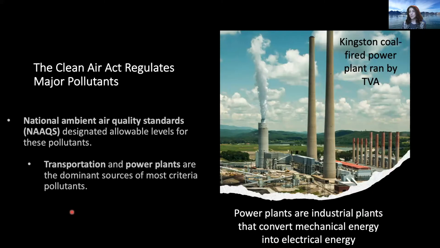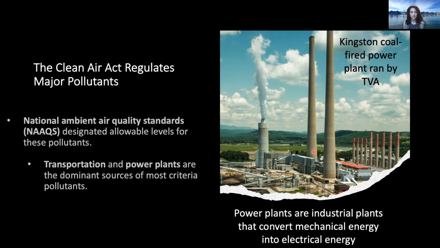The National Ambient Air Quality Standards that were designed as part of the Clean Air Act designated allowable levels for these 6 major pollutants. These major pollutants are output mainly through transportation and power plants. So these are the dominant sources of those criteria pollutants on the previous slide. Power plants are industrial plants that convert mechanical energy into electrical energy that can then be sent to the electrical grid for us to use in our homes and other infrastructure.